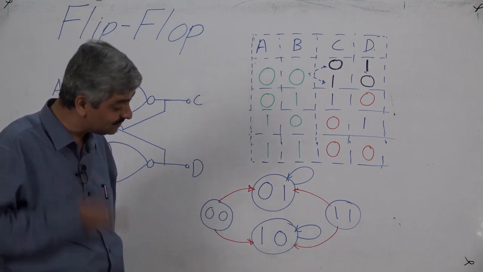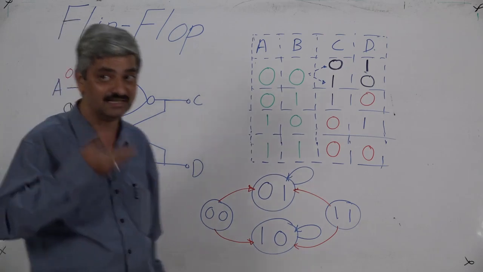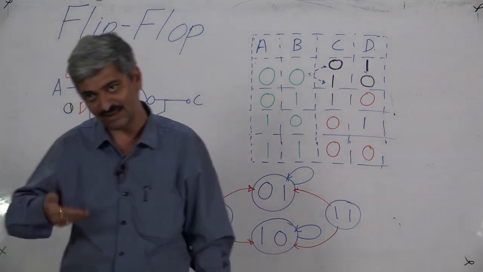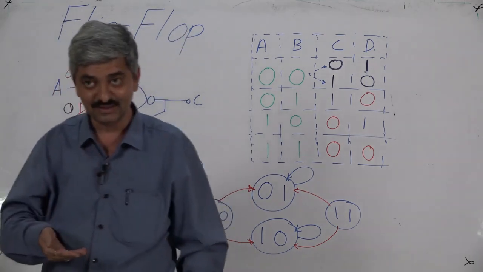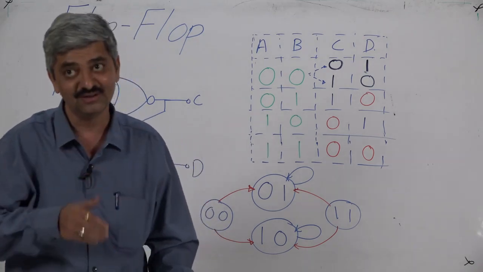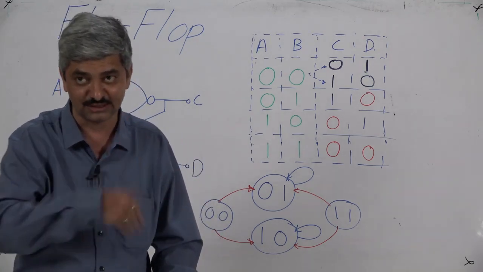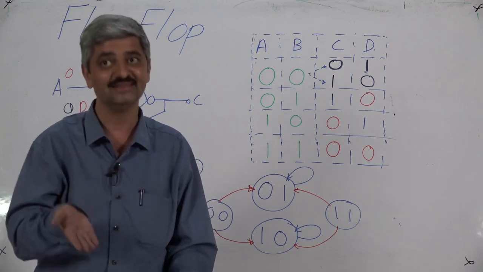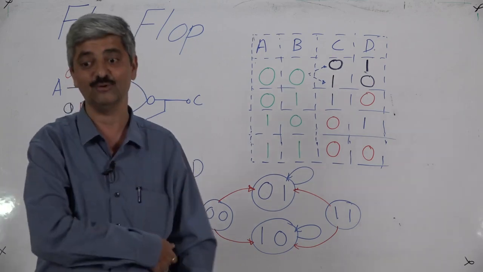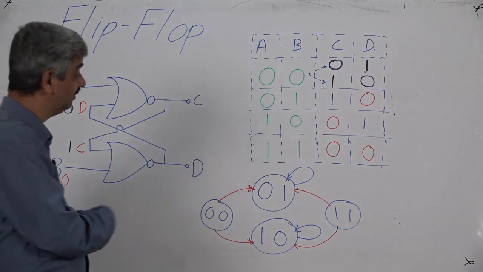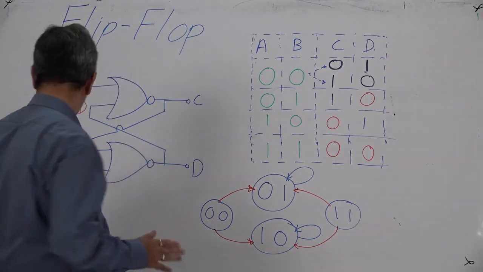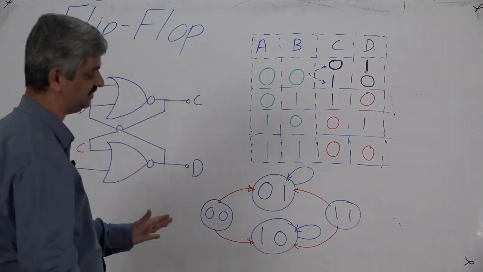If C and D were 0 1, they will remain 0 1. If C and D were 1 0, they will remain 1 0. If C and D were 0 0, they will either move to 0 1 or 1 0. If C and D were 1 1, again the same thing will occur. Now, I again repeat, it's not so easy, it's quite interesting.